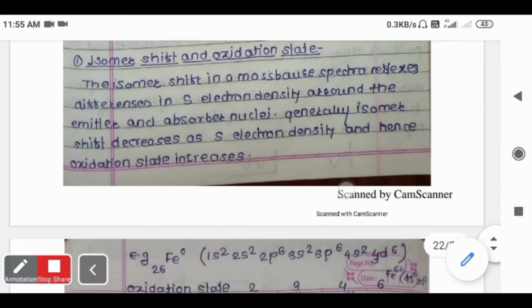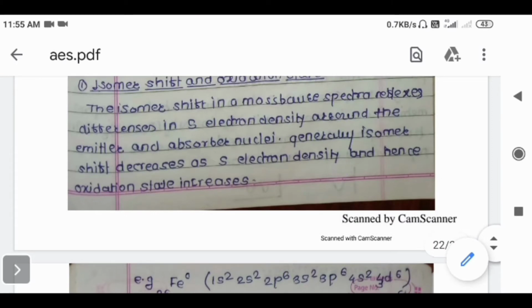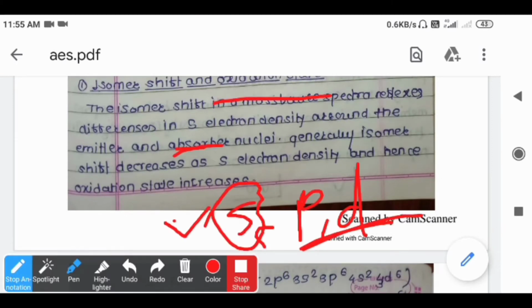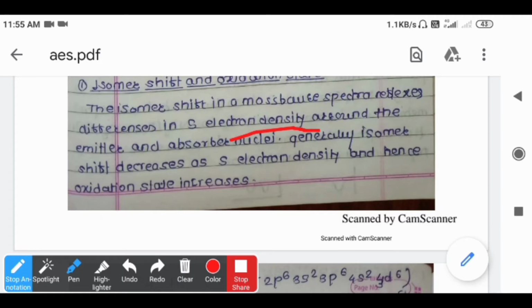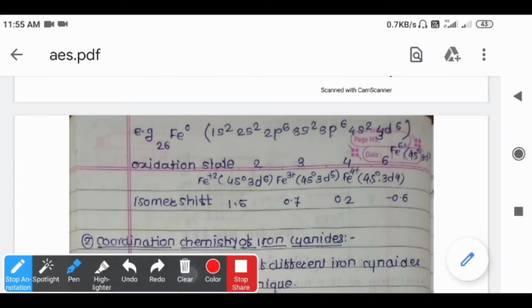So the isomer shift in the Mossbauer spectra will reflect the difference in the s electron density around the nucleus, that is, the emitter and absorber nucleus. Generally the isomer shift decreases as the s electron density increases, and hence as the oxidation state increases. As we increase the s electron density and the oxidation state, we get a decrease in the isomer shift.